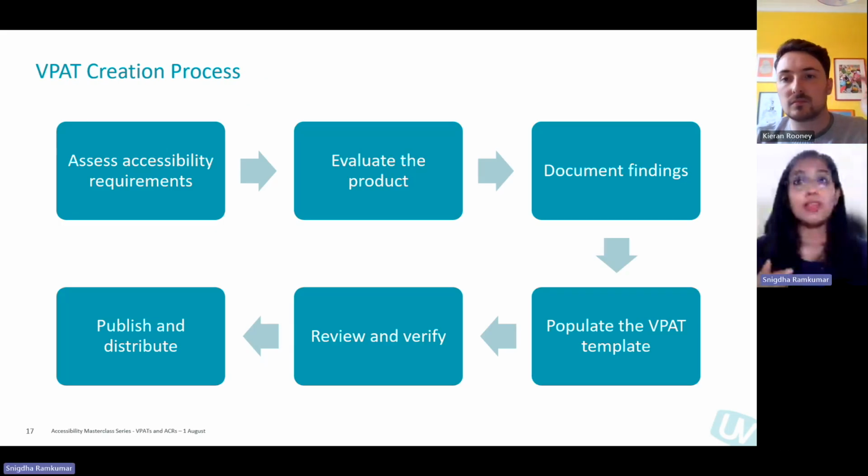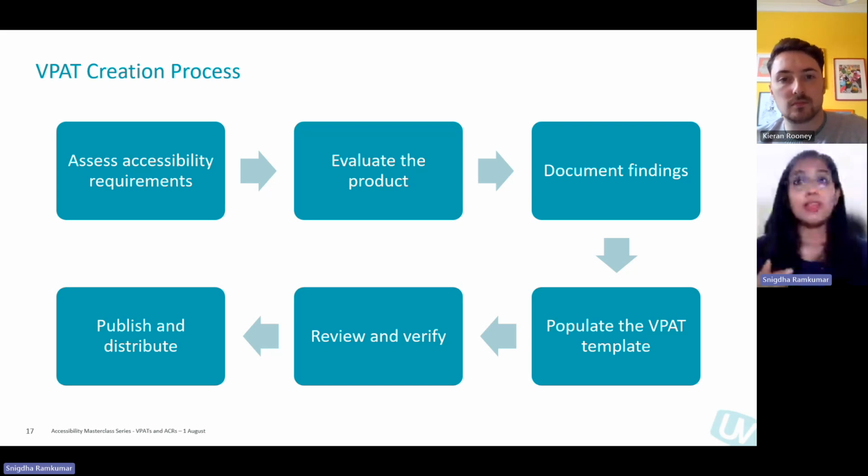So now that we have a better understanding of what a VPAT involves, let's take a look at the steps involved in creating one. The first one is assessing the accessibility requirements. This is determining the applicable accessibility standards, whether it's Section 508, WCAG, or EN 301, and then also identifying the specific criteria and levels to evaluate. So is it the functional performance criteria? Is it level AA against WCAG? Those need to be evaluated first.